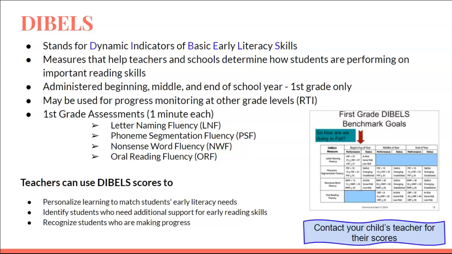In addition to recognizing students that need extra support, it also helps them to identify students that are making adequate progress. An example of how you can know that your child may or may not be meeting the targets on the DIBELS assessment is as follows. In letter name and fluency, a 1st grader should be able to recognize 25 or more letters correctly. If a student cannot recognize 25 or more, then they are considered to be at risk. If you would like more information on our DIBELS assessment, please contact your child's teacher for their scores.